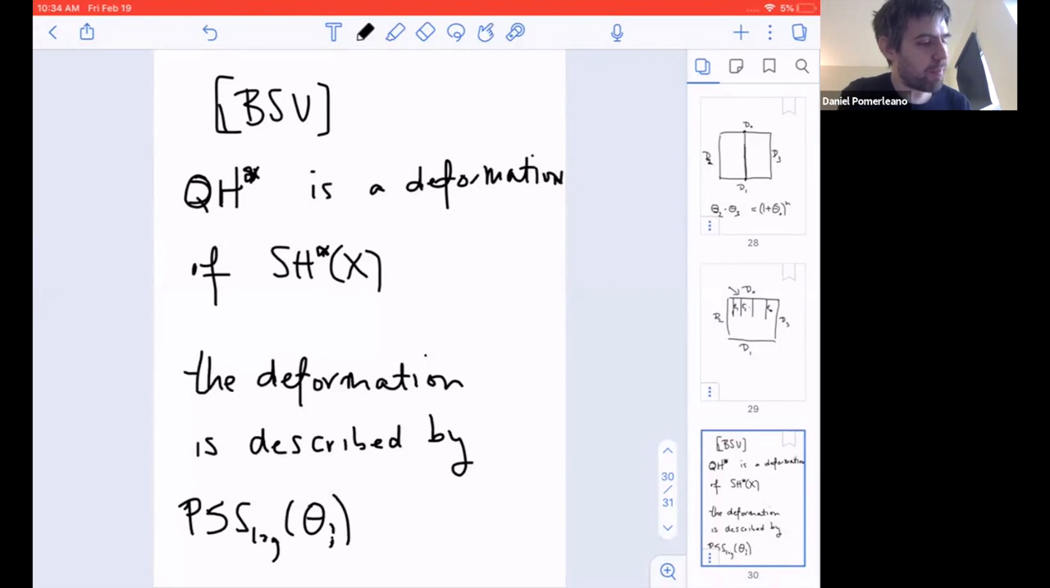So basically, what their theorem says is that you get a spectral sequence from symplectic cohomology to quantum cohomology, and the first page of the spectral sequence is given by bracketing with a certain element, the sum over all the divisor components of PSS log of theta I. There's a Lie bracket on symplectic cohomology, and so the first page of the differential will be Lie bracket with this element beta, which is the sum of these PSS log components.